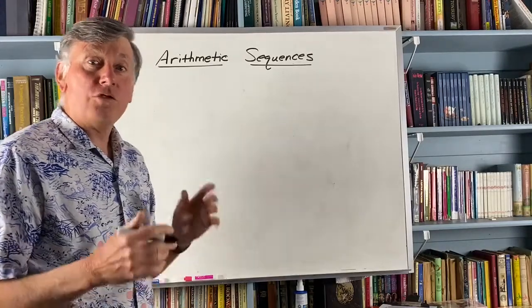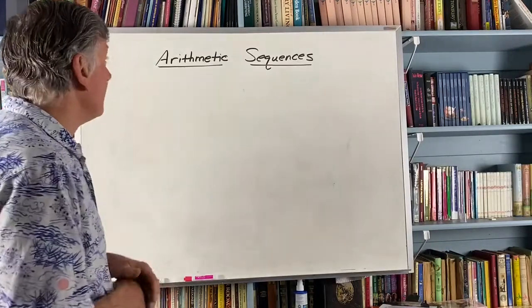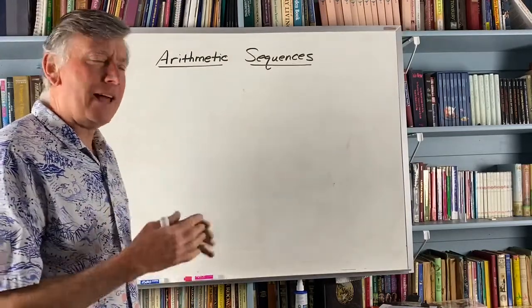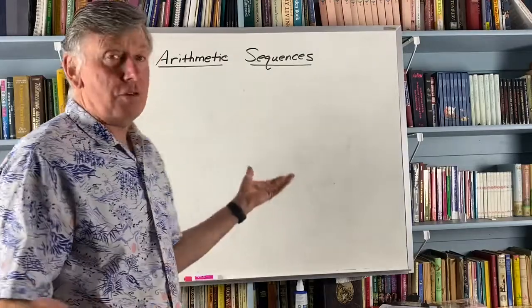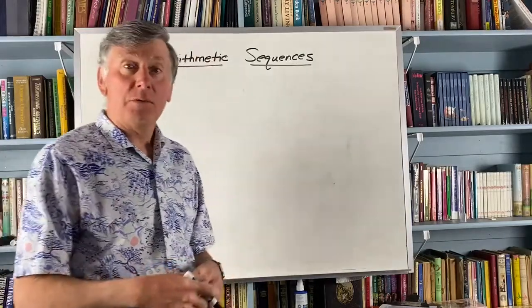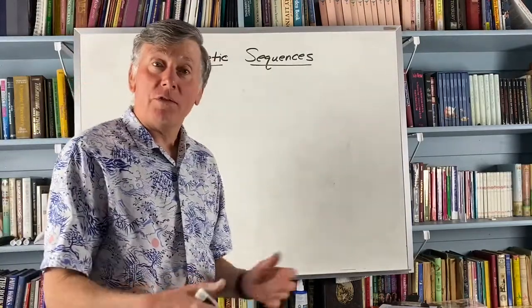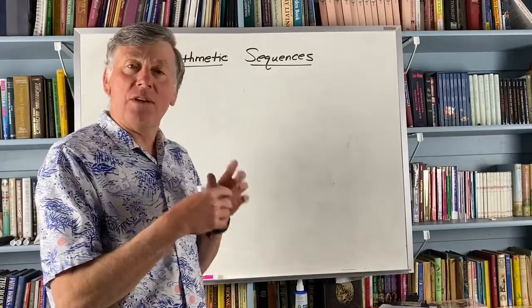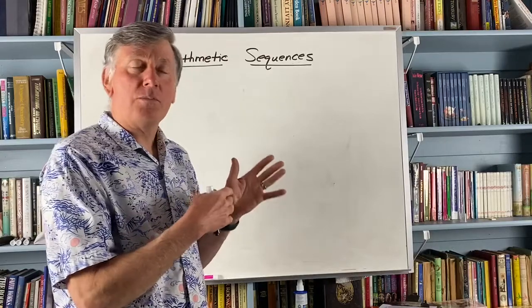Now I'm going to talk to you about arithmetic sequences. These are sequences that have a definite pattern. The first obvious one is when we count to 10: 1, 2, 3, 4, 5, 6, 7, 8, 9, 10. We have a difference of 1 between each of those terms.